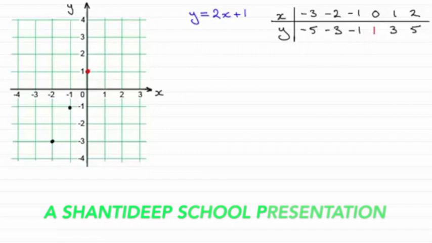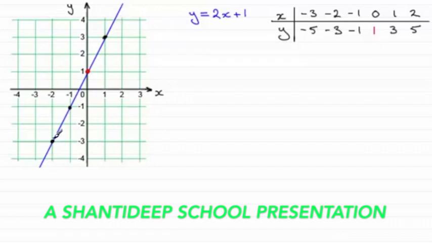And then we've got 1, 3. 1 across, 3 up. And you can see these points are coming out in a straight line. And then 2, 5. 2 across, 5 up. It'll be up here. It'll be in line with these points, but just off the graph paper. So I won't plot that on. And if I was to join these up with a line, we'll get something like that. y equals 2x plus 1.